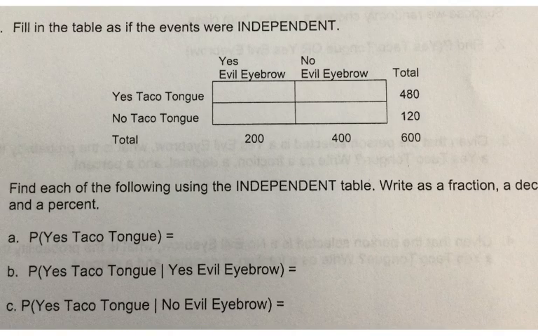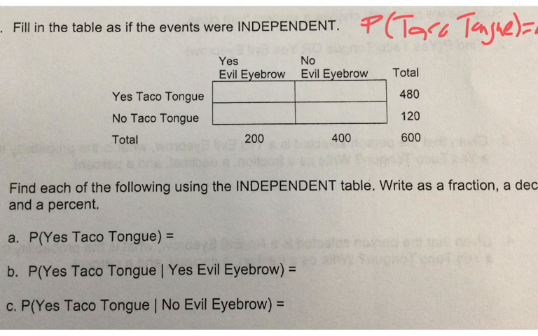Okay, so now what it wants me to do here is fill out the table as if the events were independent. So look back at your answer to 6A. The probability of somebody answering yes to taco tongue was what? 80%, or 0.8. So we want that 80% to be true everywhere. We want the people that said yes to taco tongue here to be 80% of the subset.